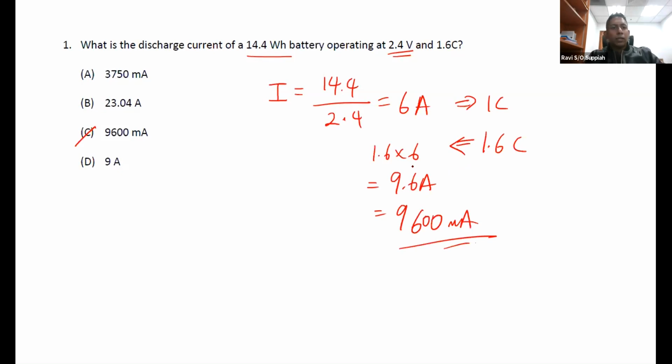As long as you understand the relationship between the power rating, the voltage, and the C rating, then this question is fine. The past two papers also had some similar questions, so you roughly know what to expect in terms of the type of questions that you'll be asked.